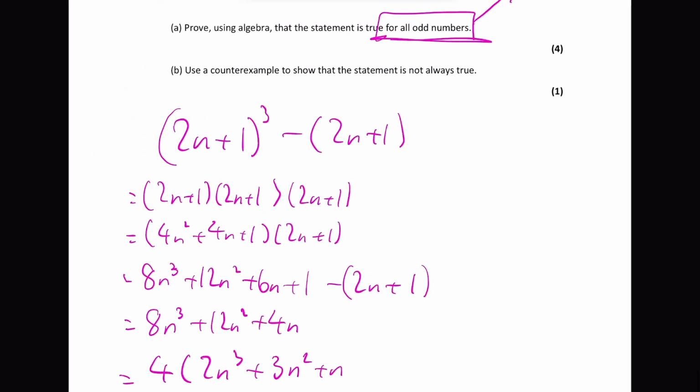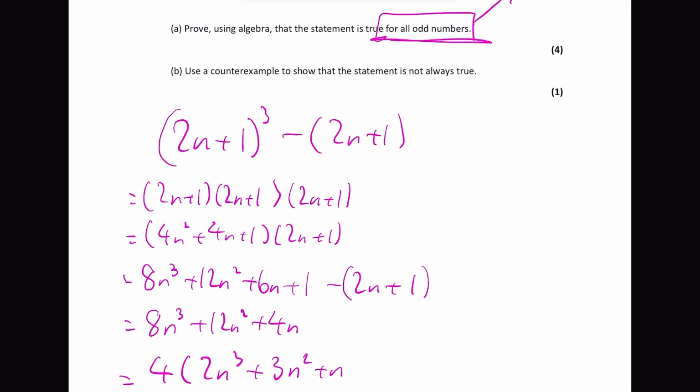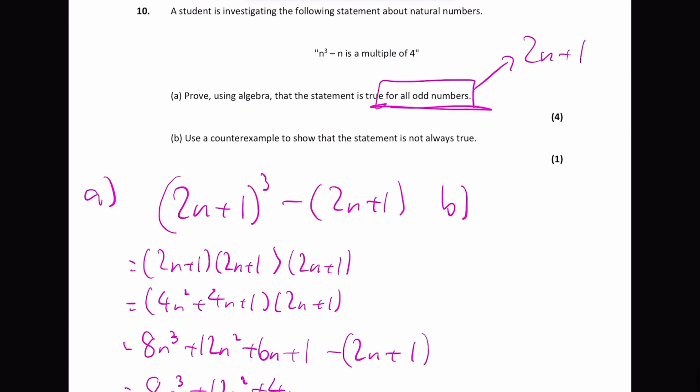Last very quick question. Use a counterexample to show that it's not always true. Well, the hint from this is that it says that it's true for all odd numbers, so let's check an even number. And if that doesn't work, that can be the counterexample. So, I don't know, let's put in 2. 2 cubed minus 2 is 8 take 2, which is 6. So, yeah, that is not a multiple of 4.